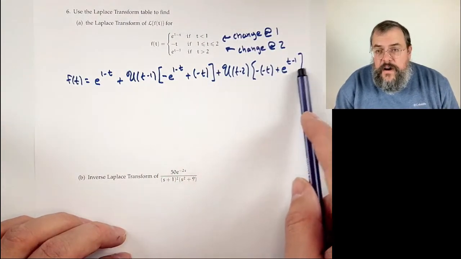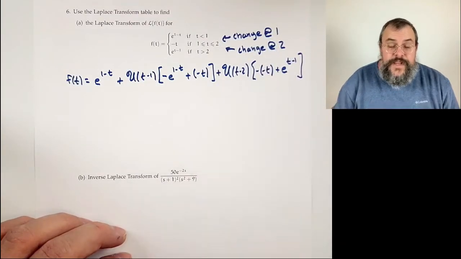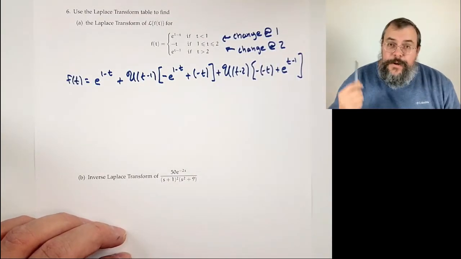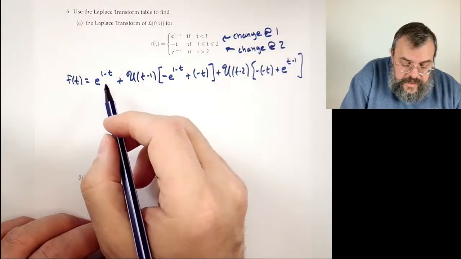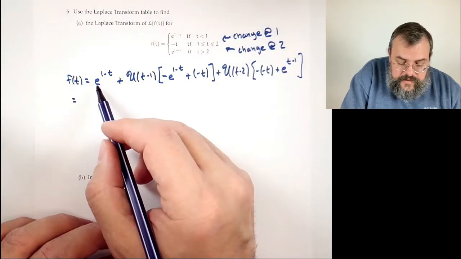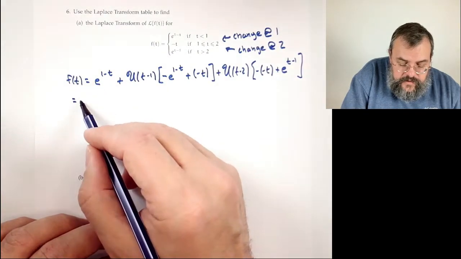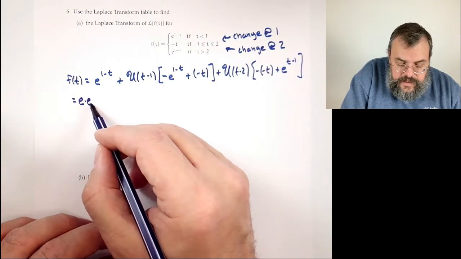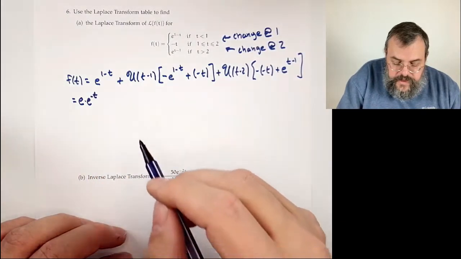Here, this t minus 2, all of this has to be written as t minus 2. So until we've done that, we're still waiting. And so let's see, what can we do? All right, so this will be, and I'm going to write this e to the 1 minus t. This is the same as e times e to the minus t. I'm just going to pull that apart.